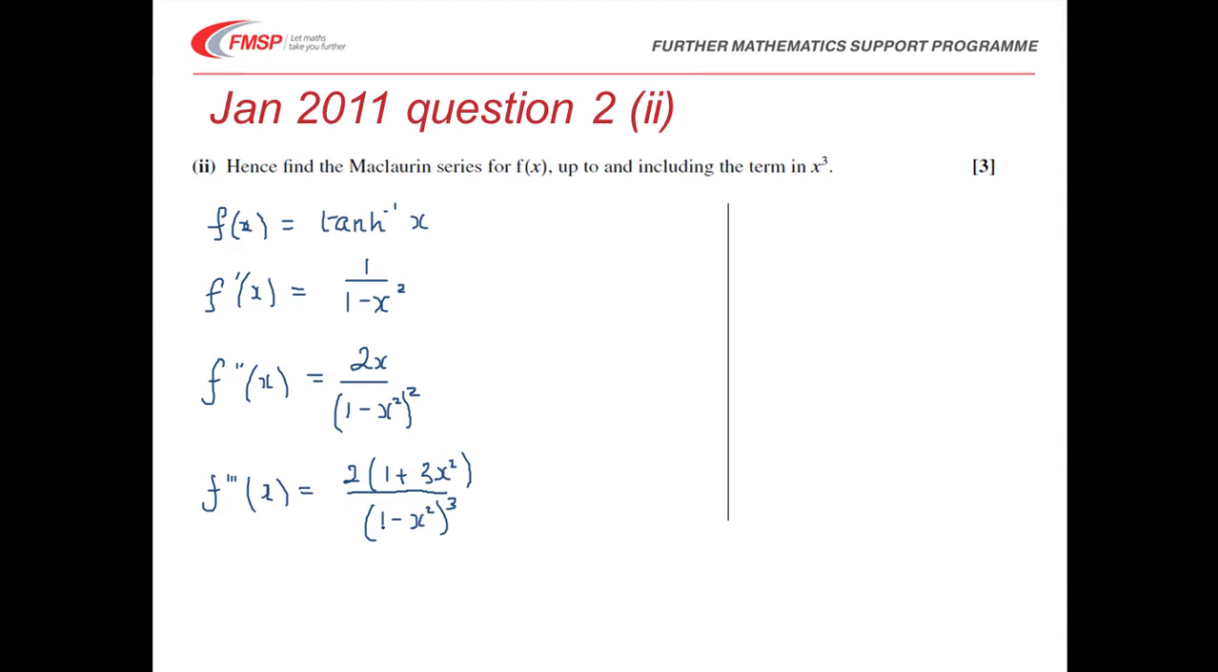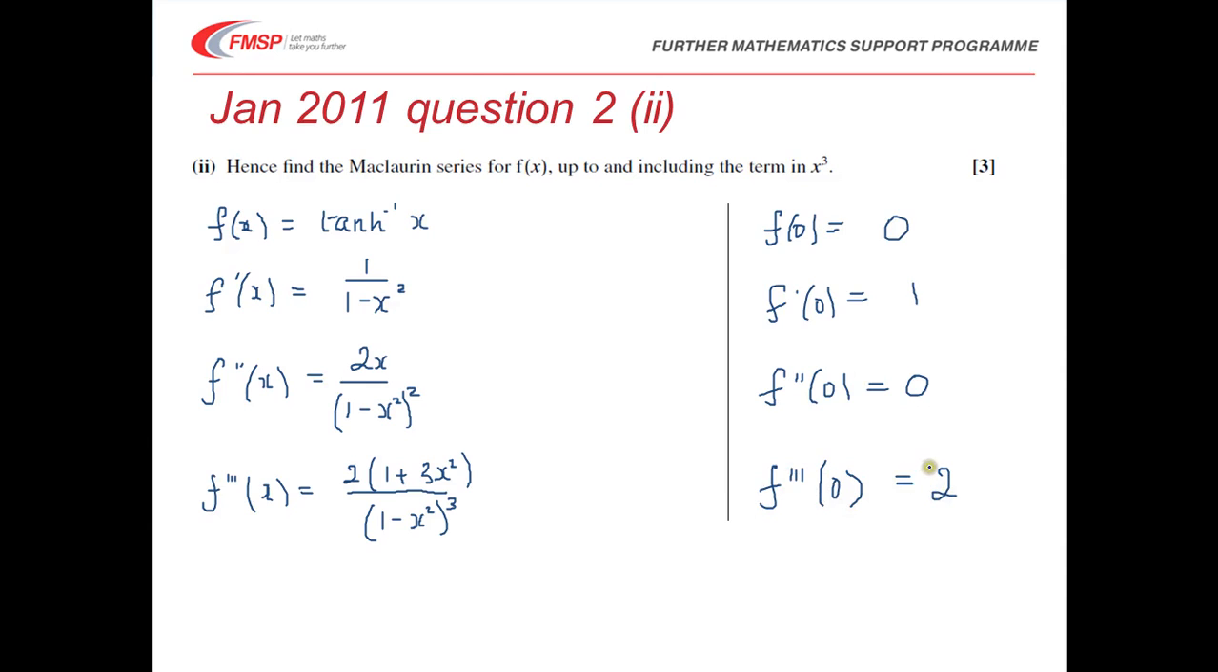So what I'm going to do over here is go through and find f of naught. When x equals naught, the inverse tan of naught is nothing. When x equals naught, f dash of naught will then be equal to 1. When x equals naught, that means the second derivative is going to be naught, and then the third derivative, if we put in naught everywhere, we'll get 2.